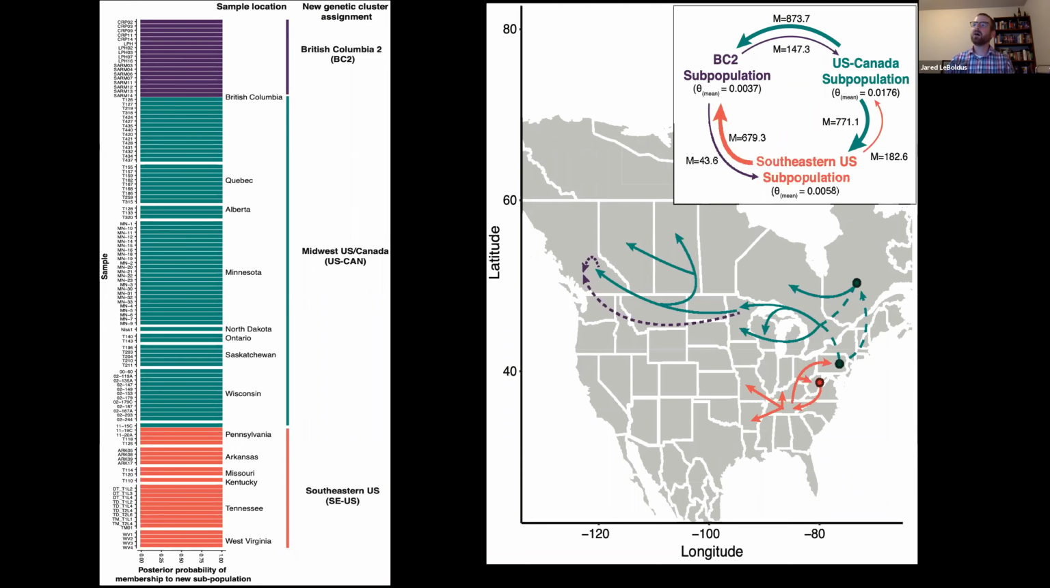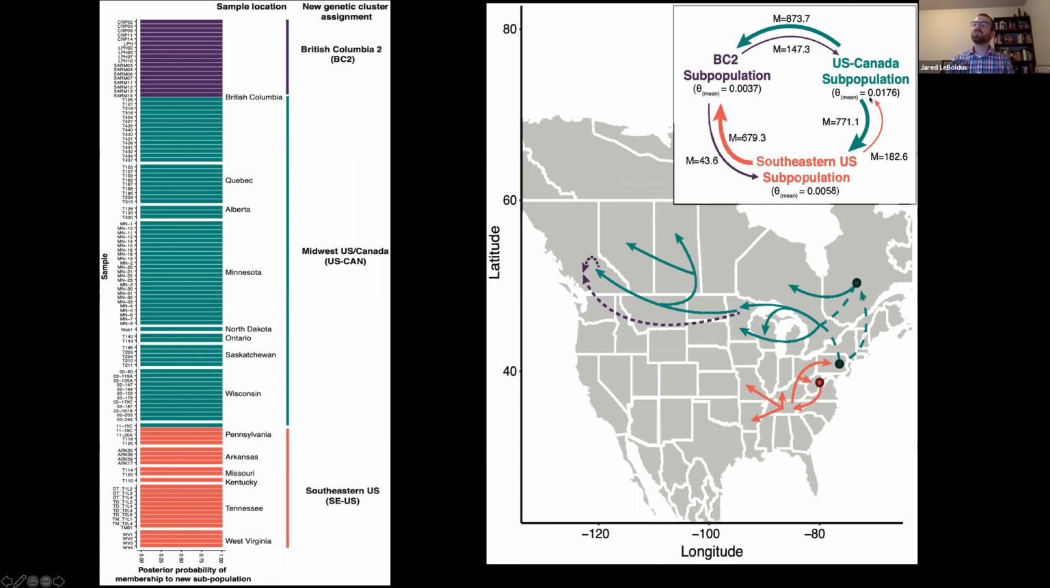And so we have this inset figure here above where you have these 3 populations: BC2, US-Canada, and the southeastern US. And we were able to estimate mutation-corrected migration rates between these different populations. So basically these are the M values. And the bigger the M value, the more migrants or more gene flow there is estimated to be between these populations. And the thing to highlight here is that the southeastern US appears to be a big source for the BC2 introduction.